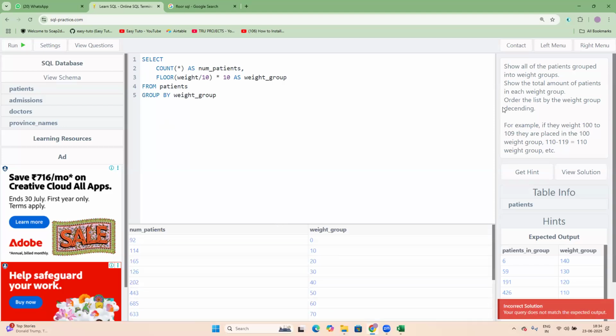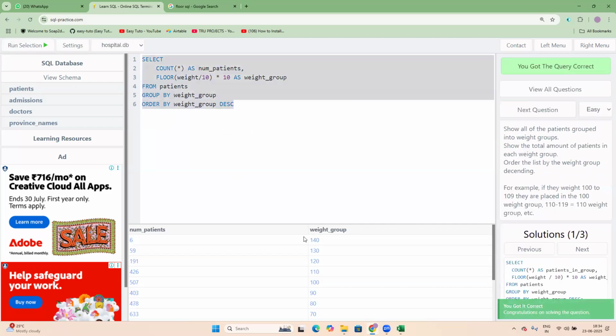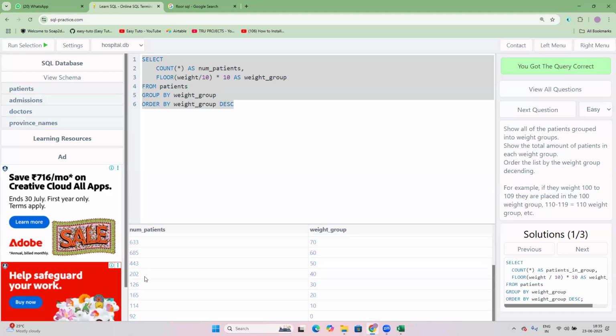Now all I'll have to do is order the list by weight group descending. That's it, guys. See? So people under the weight group of 140 means people from 131 to 140. Those fall under this. So that's how it is. I'm getting the total number and what group they fall under. All right. Understood now?